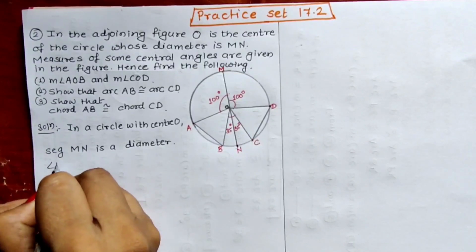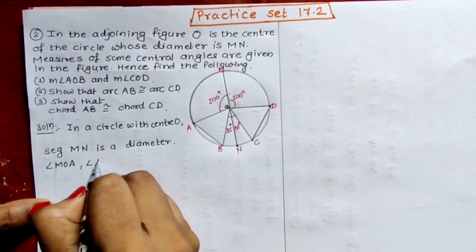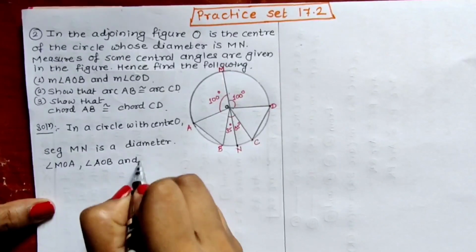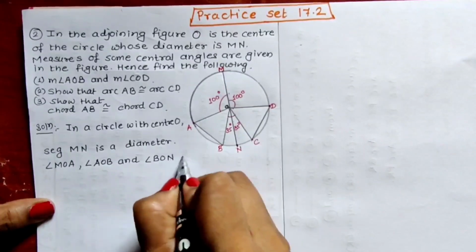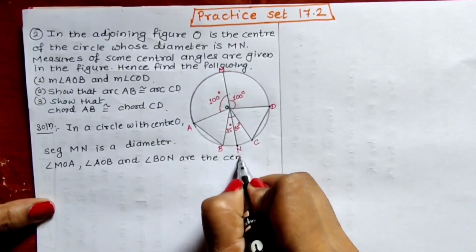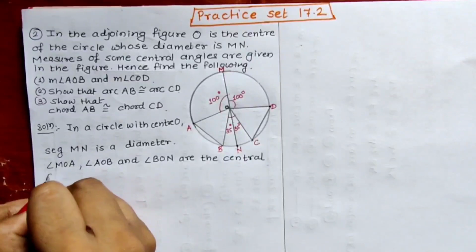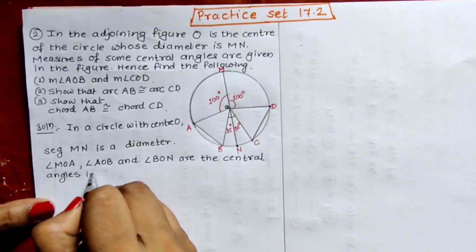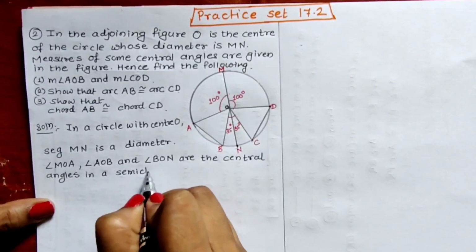So let us write angle MOA, angle AOB and angle BON are the central angles in a semicircle.